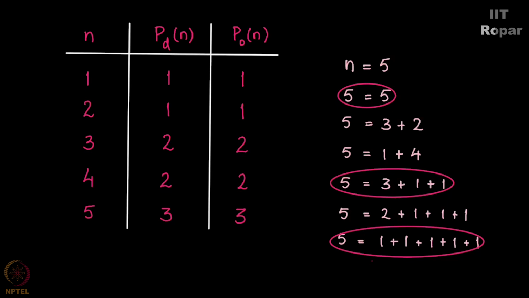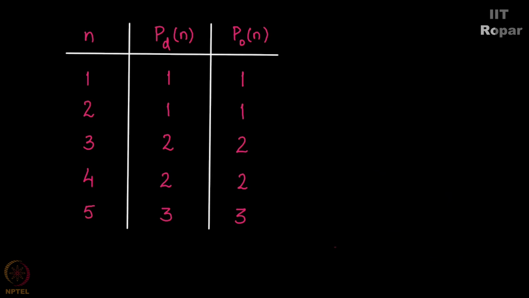The rest of the ones contain one summand which is even. 3 plus 2 has 2 as even. 1 plus 4 has 4 as even. And 2 plus 1 plus 1 plus 1 has 2 as an even summand. And hence, I consider the rest of them as not odd partitions. Now, we have computed PD of n and PO of n for 1, 2, 3, 4, 5.